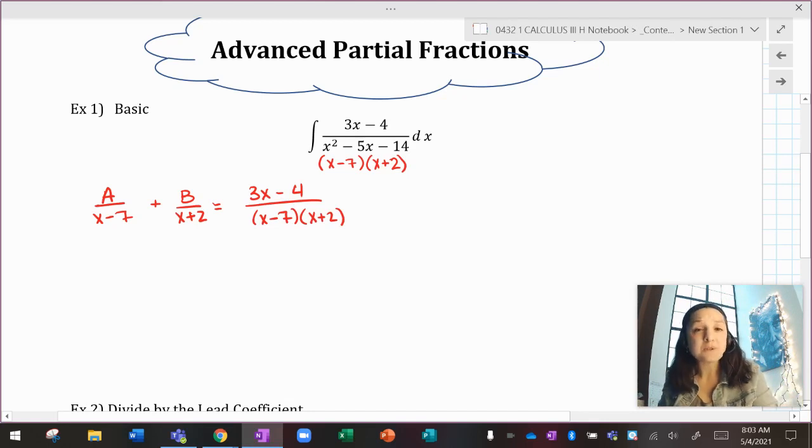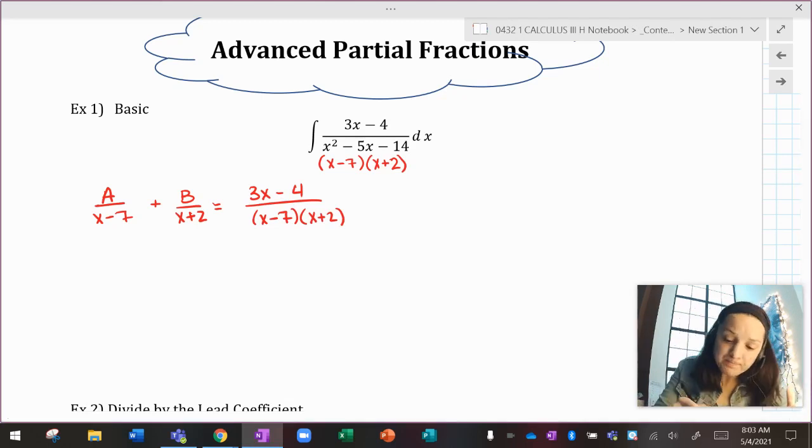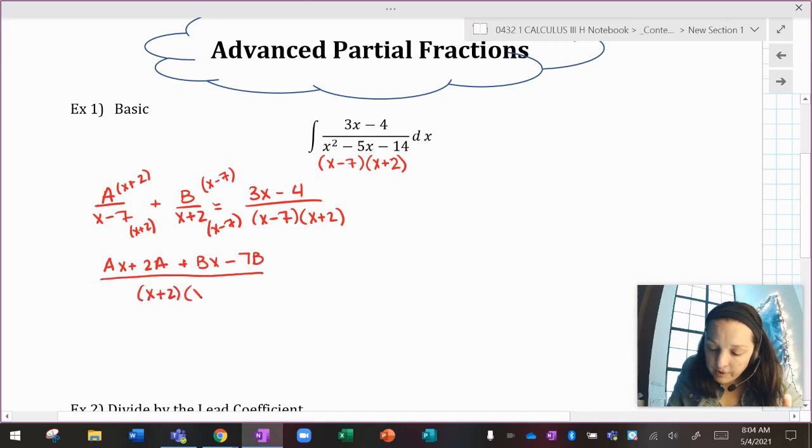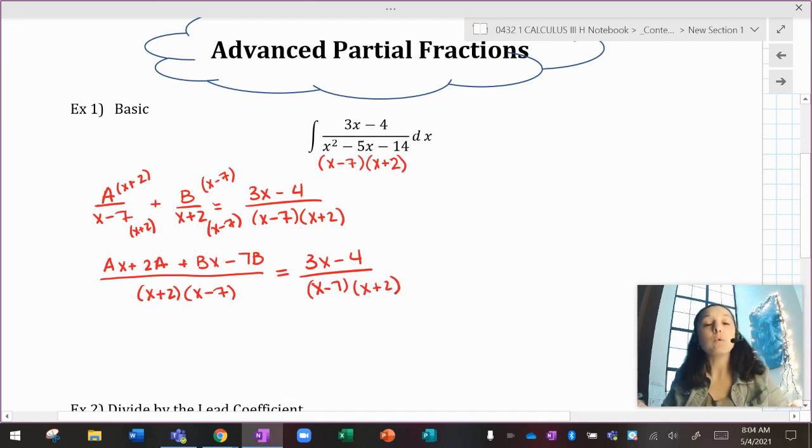Now, in order for those to add together, they would need a common denominator. So my A fraction would be multiplied by x plus 2 on the top and the bottom, and the B fraction would be multiplied by x minus 7 on the top and the bottom. I do that, and I get Ax plus 2A plus Bx minus 7B all over x plus 2 times x minus 7, and that should still equal 3x minus 4 over x minus 7 times x plus 2. Now I have an equation where the denominators match, so I can ignore the denominators.